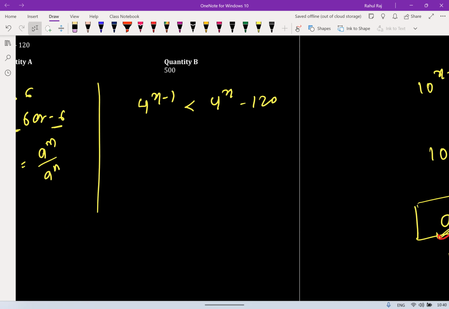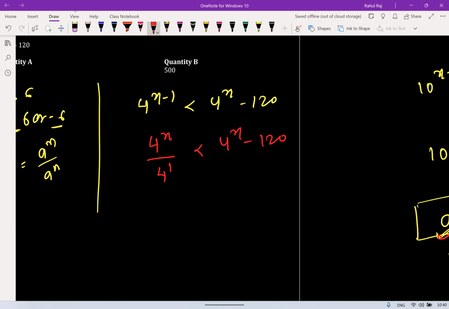Absolutely. So see here, now it becomes very easy for you. 4 to the power x minus 1, can I write that as 4 to the power x by 4 to the power 1? 4 to the power 1 is technically 4. And now this is less than negative 120.